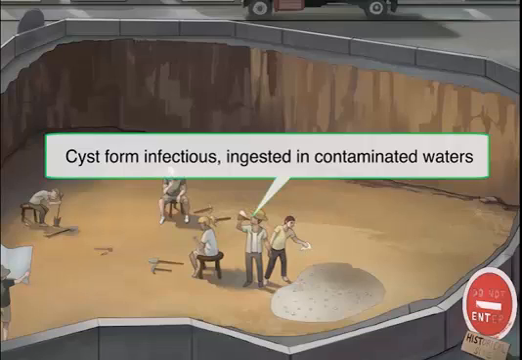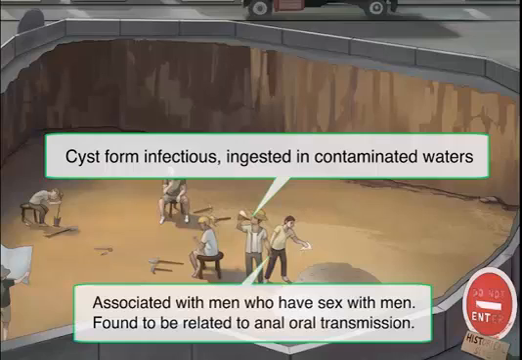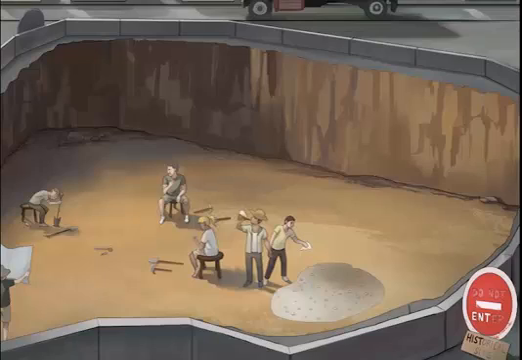And also there's an important association between this infection and men who have sex with men, which is why these two men are holding hands. And this is due to anal-oral transmission. During the second part of the life cycle, while the cyst form resides in the GI tract, it differentiates into trophozoites, which invade the colon and can spread via the portal circulation to the liver.